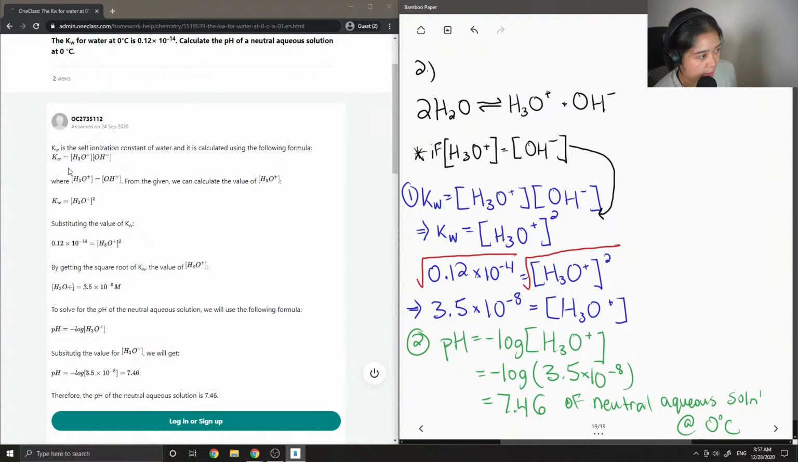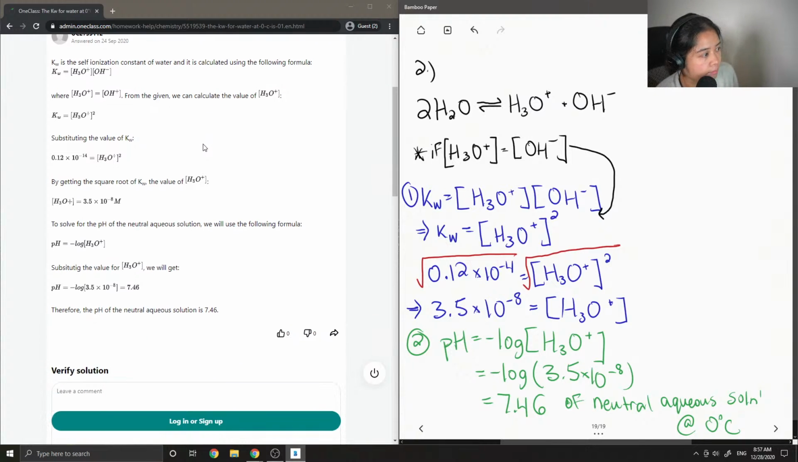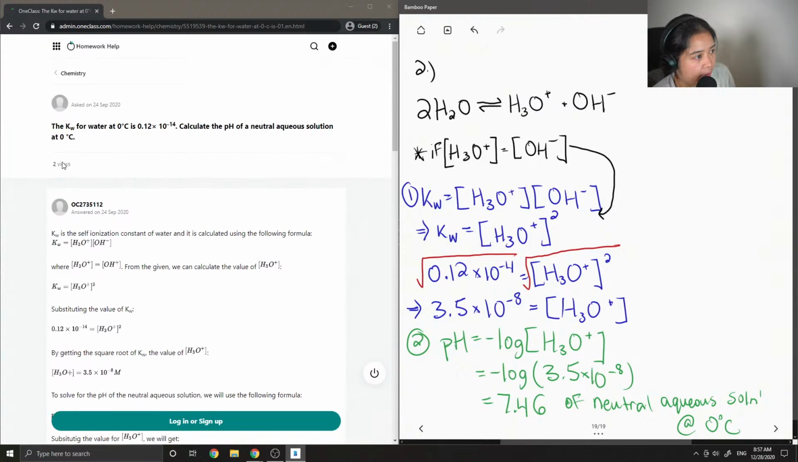Kw is the self-ionization constant of water, and it is calculated using the following formula. Kw is equal to H3O plus times OH minus, where the concentration of H3O plus is equal to the concentration of OH minus, and from the given, we can calculate the value of H3O plus. Okay, so they showed that Kw is equal to the concentration of H3O plus squared, and then substituting the value of Kw, they got 0.12 times 10 to the negative 14.